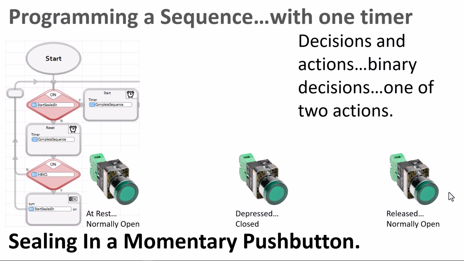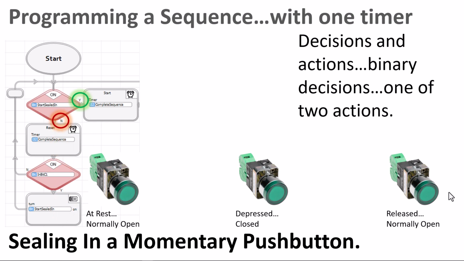So let's look at our first little chunk of code there. And we have decisions and actions. They are binary decisions, and then you have 1 or 2 actions. So we have 2 decision blocks there. The first one says is start sealed in on. And then you see a yes and you see a no.